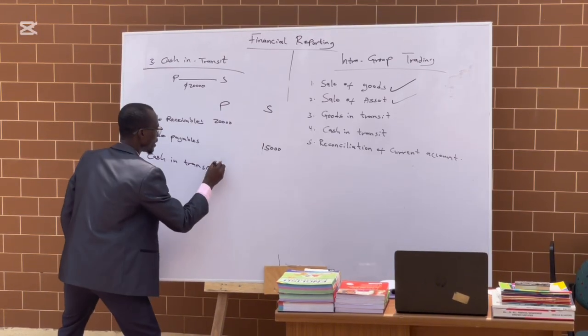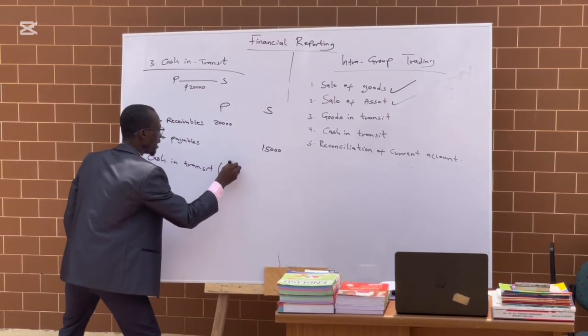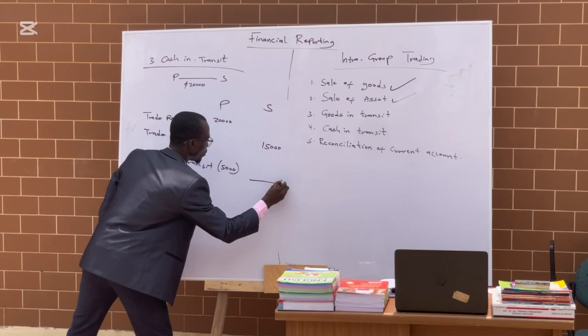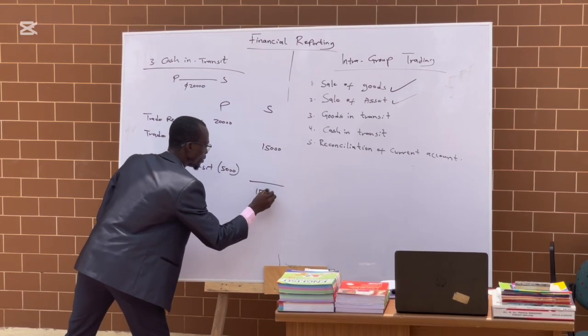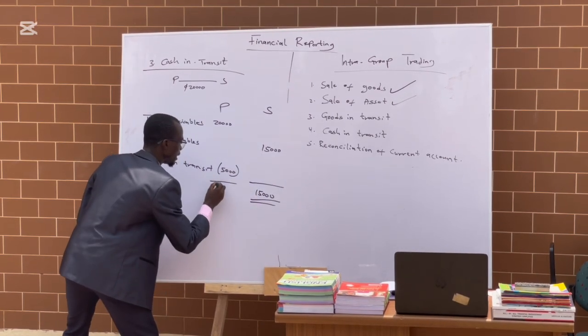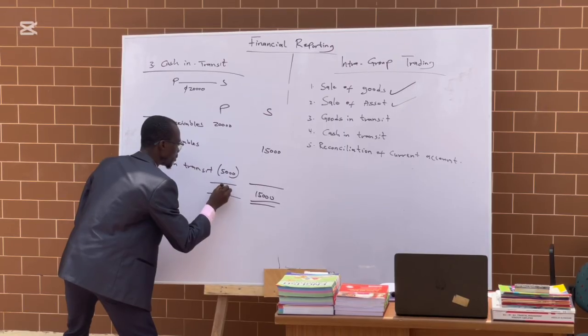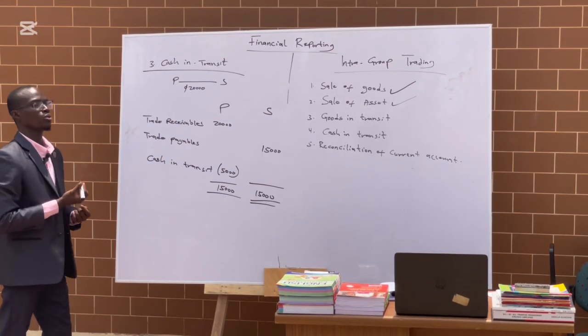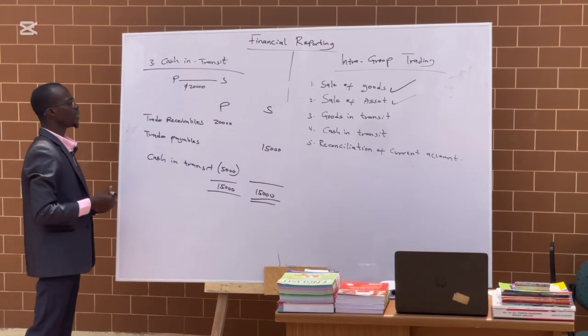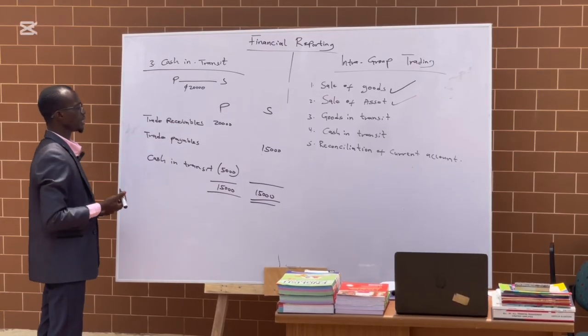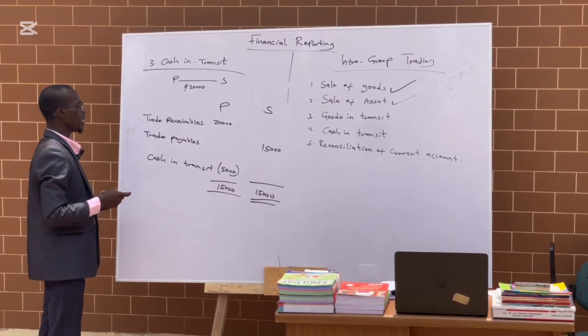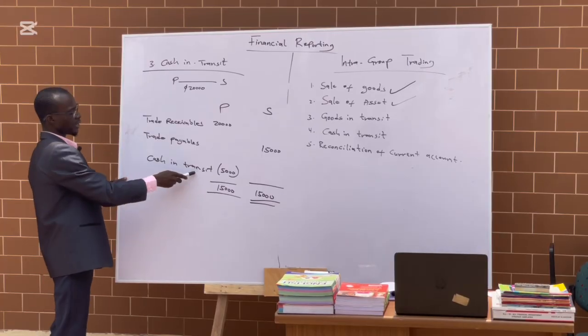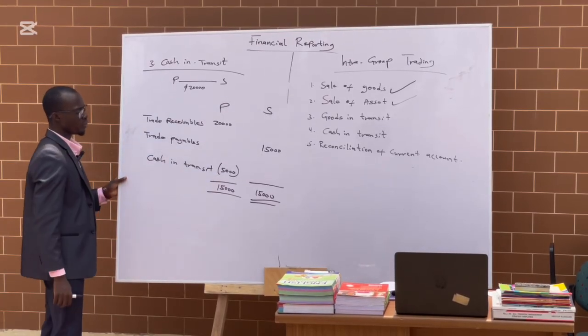So for cash in transit, you need to come and subtract the 5,000. The moment the parent receives it, it will make it 15,000, the same as what the subsidiary is having. So this is how that one also works. When you come to the trade receivables, you subtract the 20,000, and you subtract the 15,000 from the trade payables. This cash in transit will be added to our cash.